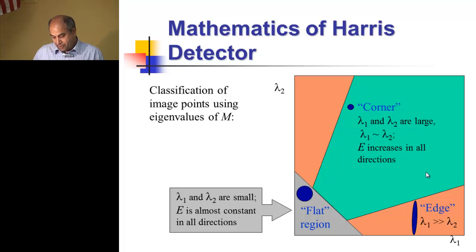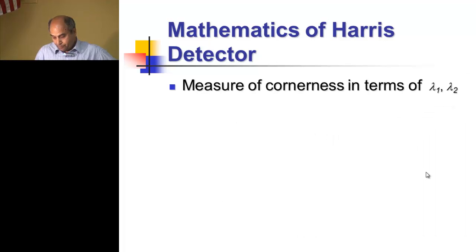Then we have these other regions where lambda 1 is greater than lambda 2, so that is an edge in one direction. And this is also an edge where lambda 2 is greater than lambda 1, that will be another direction of edge. So that tells you that lambda 1, lambda 2, which are the eigenvalues of that matrix M, are providing information which you can use. Okay, so the measure of the cornerness is in terms of lambda 1, lambda 2.